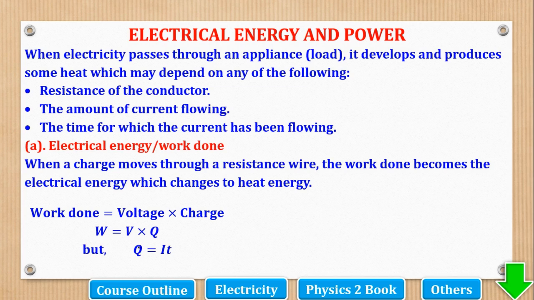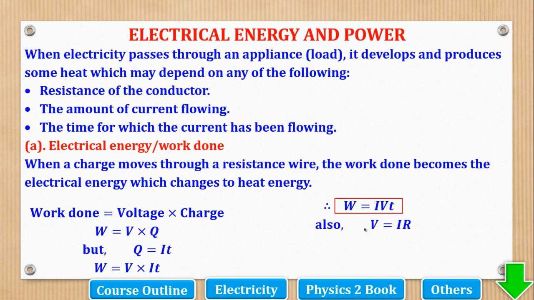But you already saw earlier that Q is equal to IT: Q is equal to current times time. Therefore, when I substitute, I'll come up with W equal to V times IT. This is one of the expressions for electrical work done. So if you have current, PD, and time, you can easily get the work done, or the electrical energy.